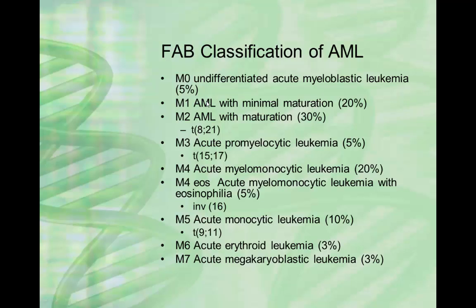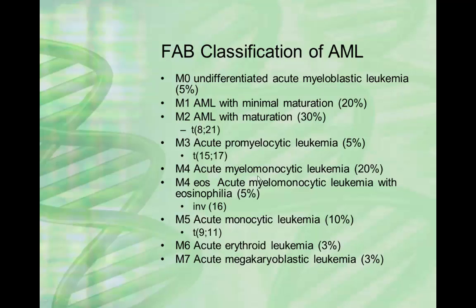M1 is AML with minimal maturation, so you have 20% of immature cells only and the rest are mature. M2 is basically with maturation of 30%, and here you already have chromosomal malformations that give you a poor prognostic factor. M3, acute promyelocytic leukemia, 5% of mature only.